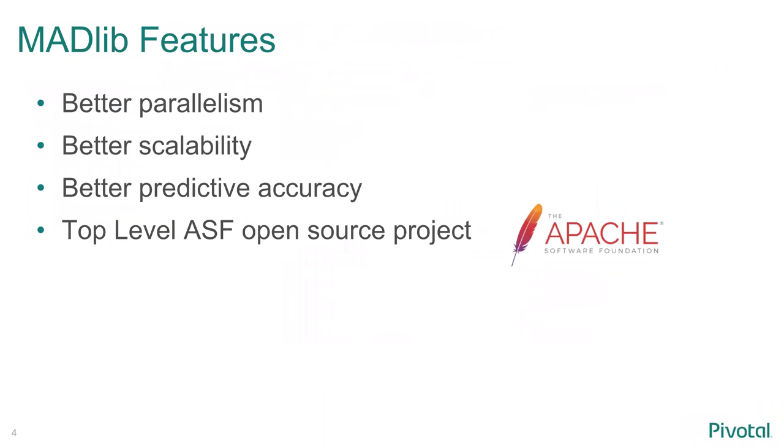Parallelism, to take advantage of the massively parallel processing architecture of Greenplum. Better scalability means you get faster runtimes as your database cluster scales, and you don't need to make software changes. Better predictive accuracy because you do not need to sample the data before doing machine learning. And it's open source, which means community-driven development with Pivotal at the core.